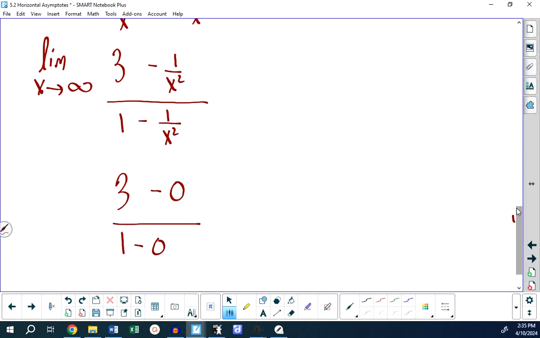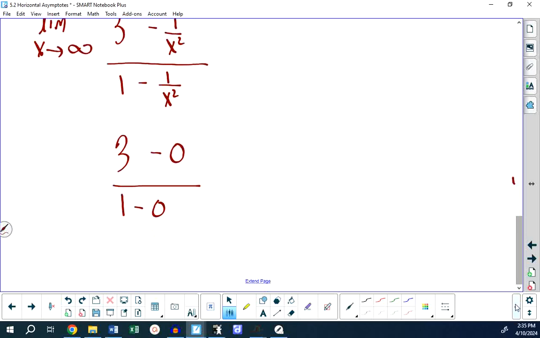What have we learned? We've learned that there is a horizontal asymptote at y equals 3. And as I said, you could probably just look at that function and go, yeah, y equals 3. And that's fine. But later on, you can't always do that. What have we got? We've got all our asymptotes. We have all our intercepts. Let's talk about symmetry.